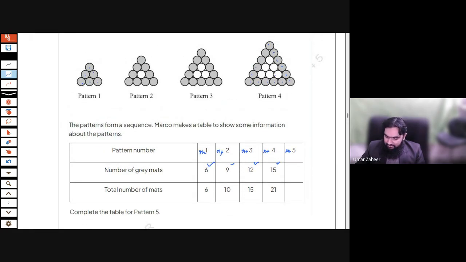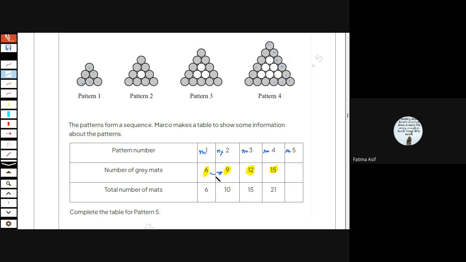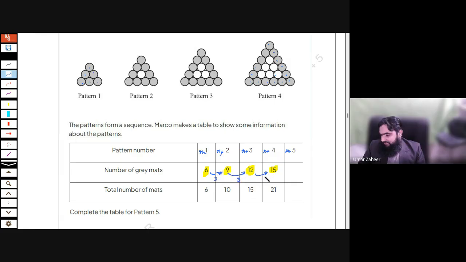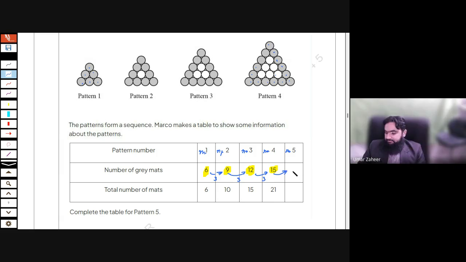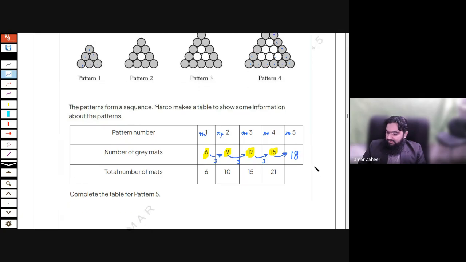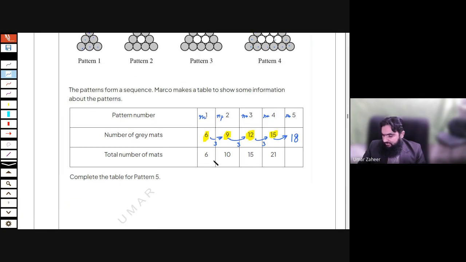The total mats are also given. He says that you have to complete the table. So first of all, you have to look for these values. What is the difference between them? It is 3. So the number of gray mats in the fifth value will be 18. And for the total mats, look at the difference. What is the difference here?